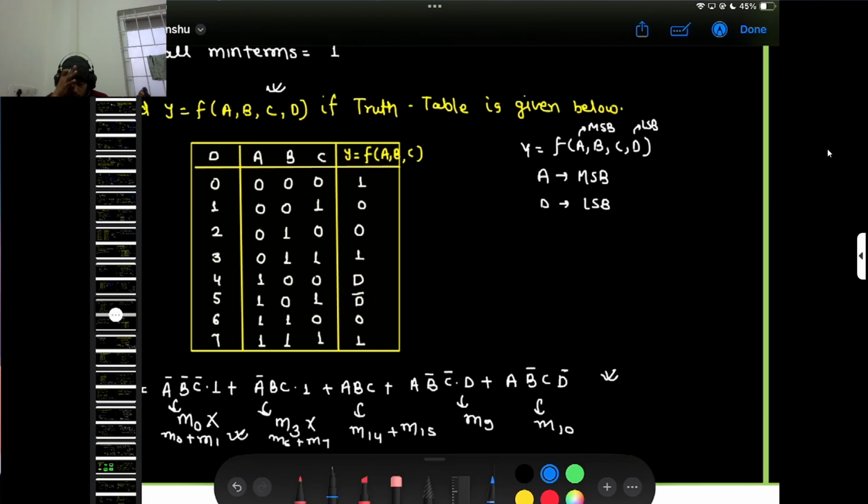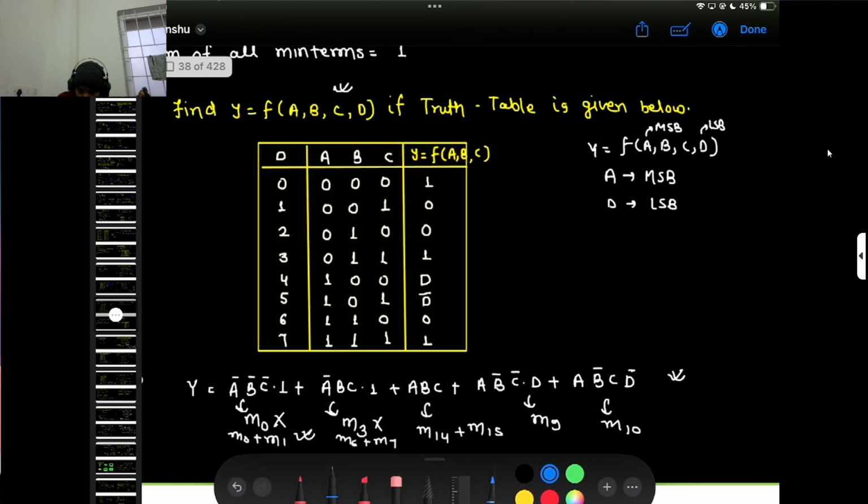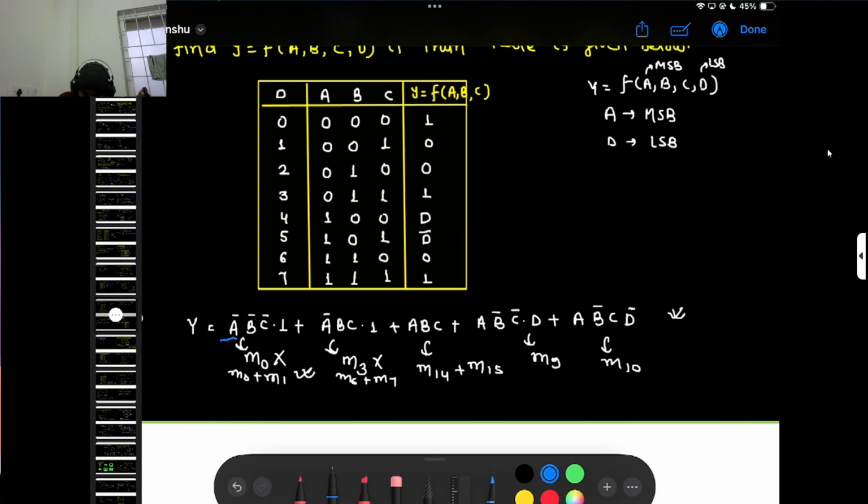Let's see. Four variable. Okay, so how can you do this? So this is the problem basically A bar B bar C. So this does not represent your M naught, and this does not represent your M3 because it's a four variable. So D is your LSB. So D is your LSB, then M naught plus M1, and here A B C, that is 1 into 1. So that represents M6 plus M7 ABC.